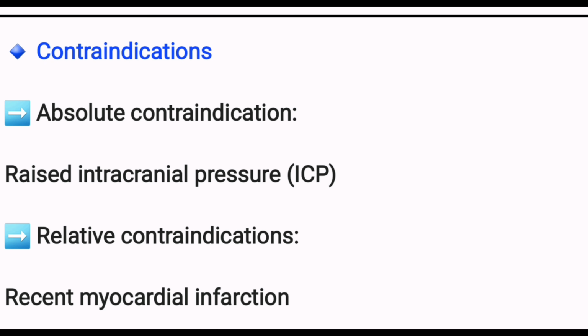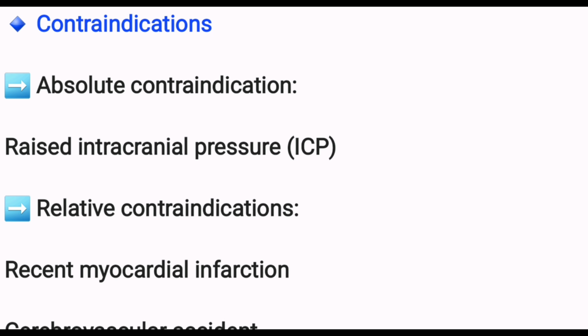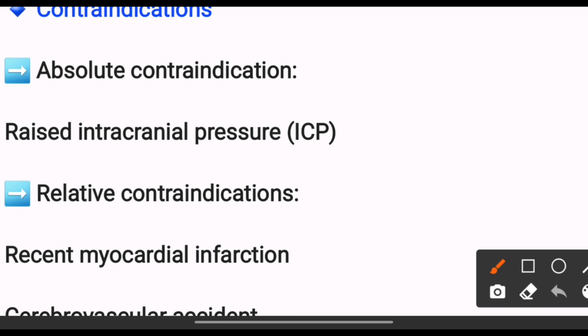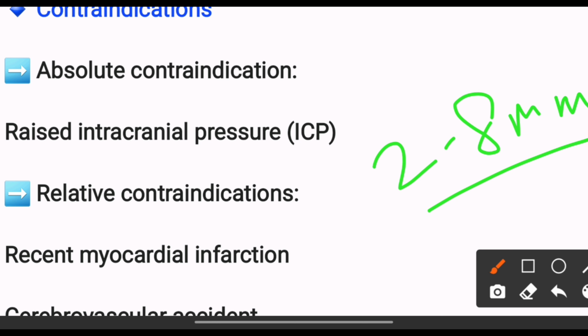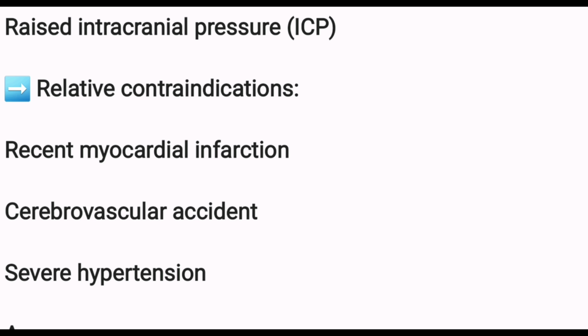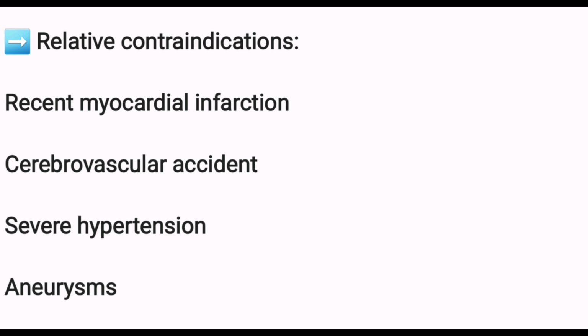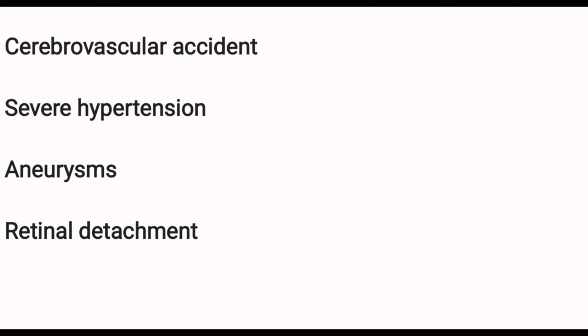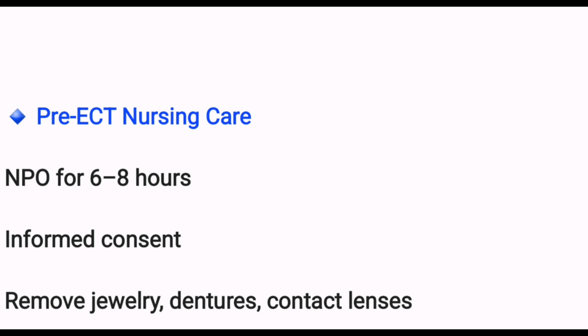Contraindications for ECT. Absolute contraindication is raised intracranial pressure. Normal ICP is 2 to 8 mm of Hg. When the ICP is increased, it is totally contraindicated for ECT. Relative contraindications are recent myocardial infarction, cerebrovascular accident, severe hypertension, aneurysm, and retinal detachment.